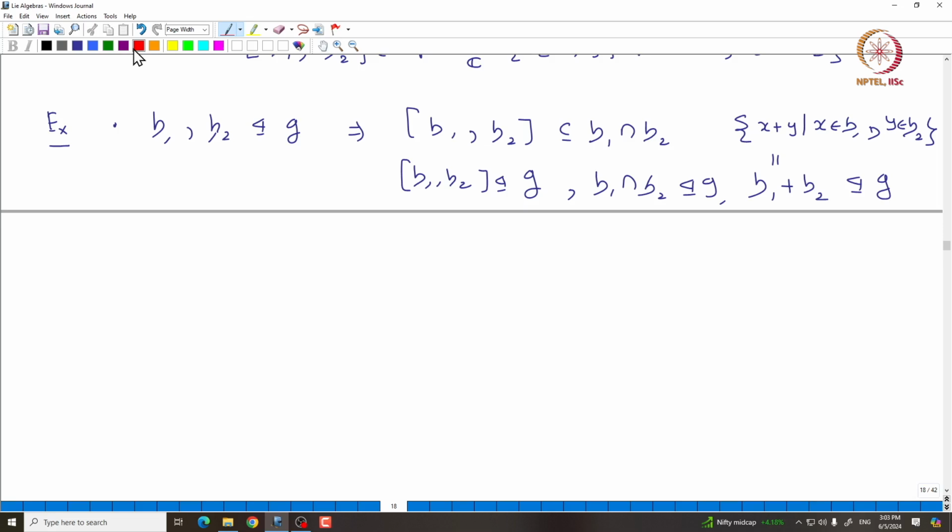Here is the important theorem that gives you the correspondence between the ideals of G and the ideals of its image under some Lie homomorphism. Again, I am not going to prove it, only state it. This is called the lattice isomorphism theorem. If you start with a surjective Lie algebra homomorphism, let us call it pi.